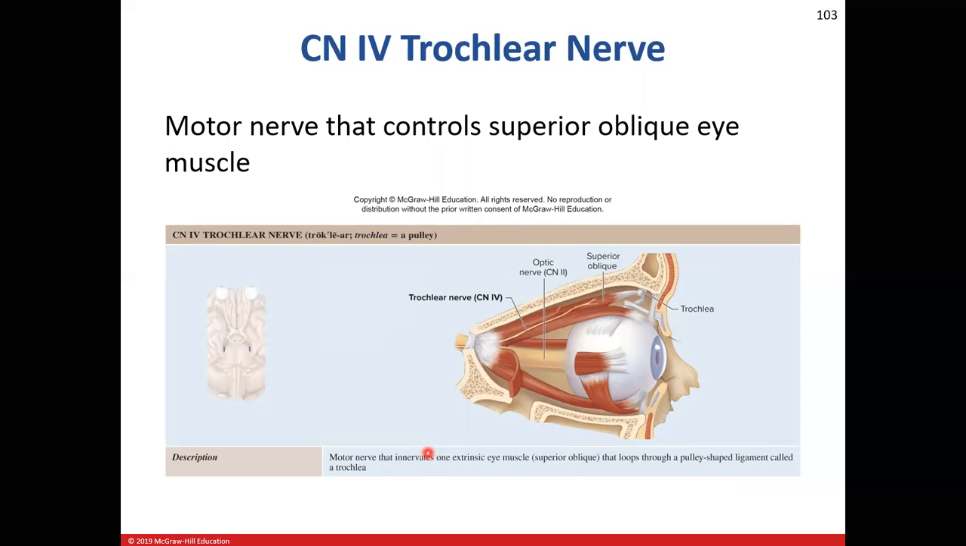Cranial nerve 4 is called the trochlear nerve. The trochlear nerve is also a motor nerve, and it controls the superior oblique eye muscle.